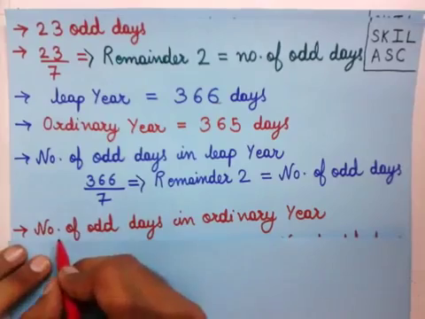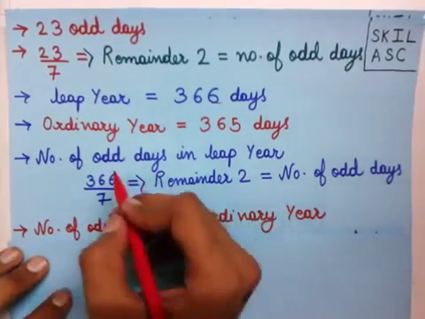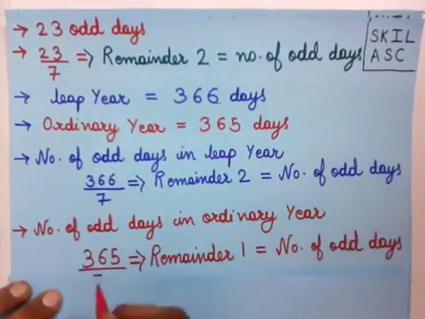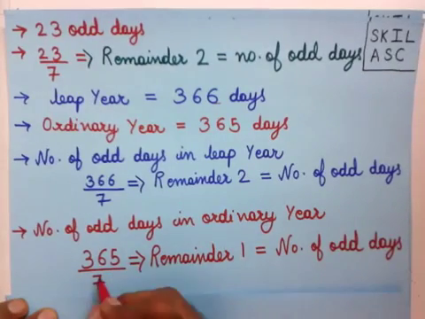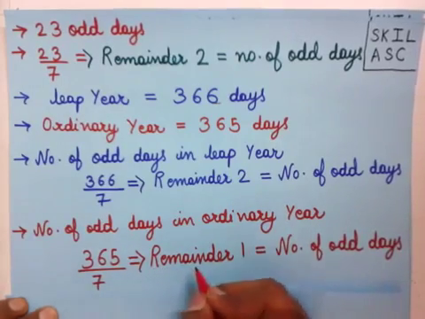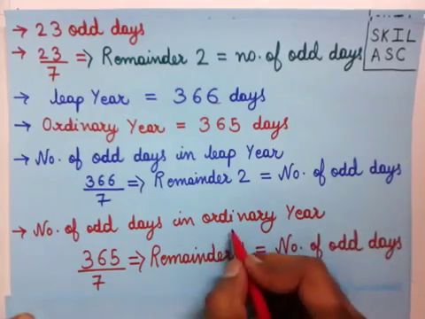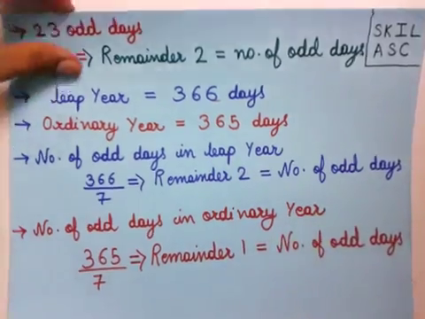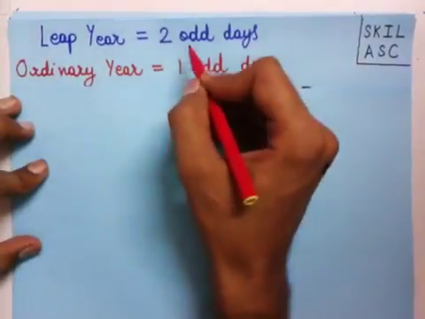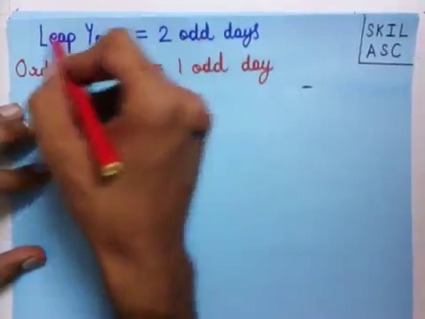Now we find the number of odd days in an ordinary year. We know an ordinary year has 365 days, and if we divide 365 by 7, then the remainder will be the number of odd days, and in this case the remainder is 1. So 1 is the number of odd days in an ordinary year. So we have got 2 points: a leap year has 2 odd days and an ordinary year has 1 odd day. You must remember these 2 points.